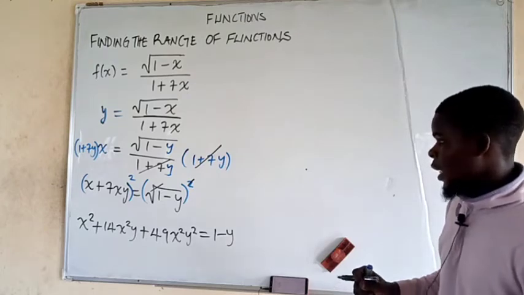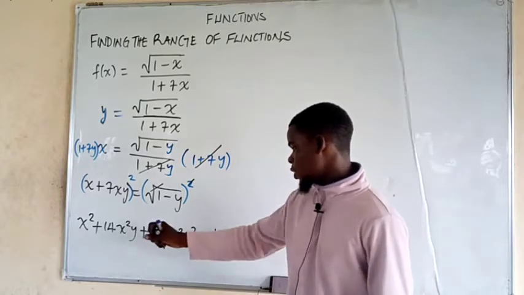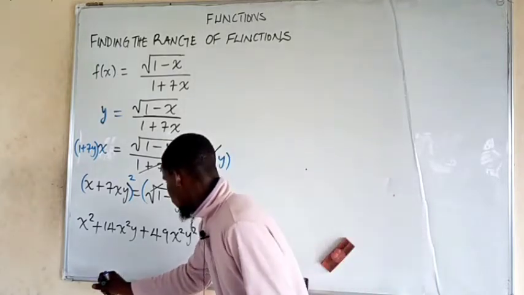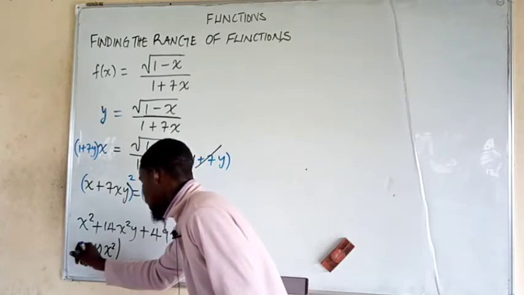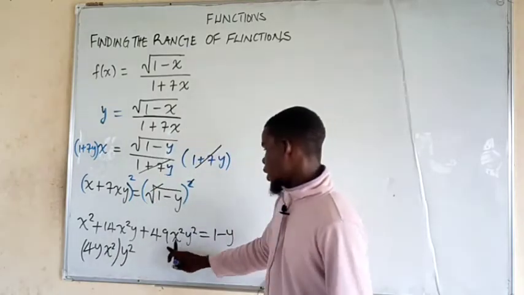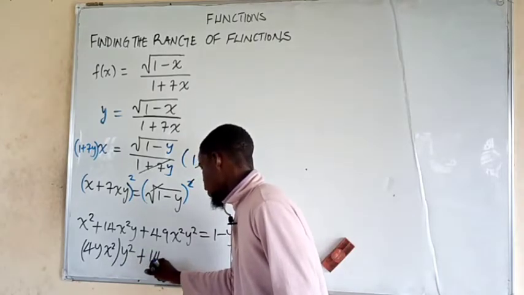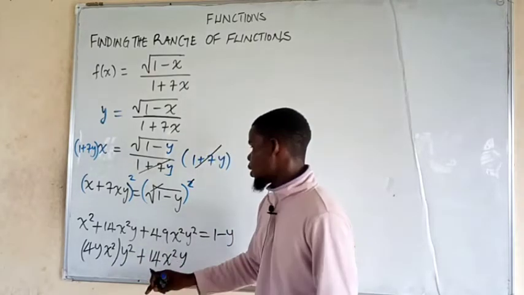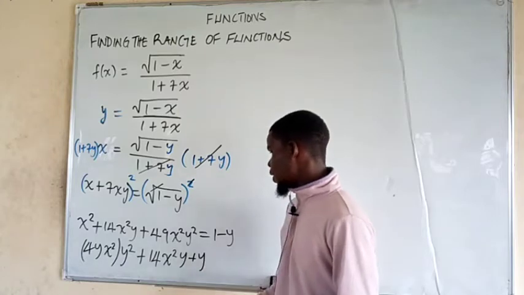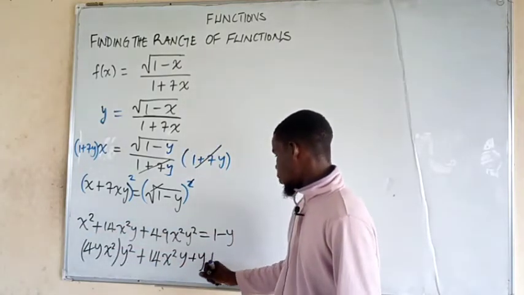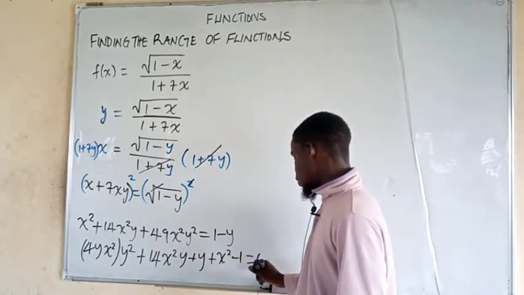From here, we will try to make y the subject of the formula, but I'm going to rearrange this in a form that really makes a lot of sense. I'm going to rearrange it by bringing this term to the first position, and move everything to the left-hand side. That gives us 49x squared y squared, that is this third term here, plus 14x squared y. Then I move this y from the right hand side to the left hand side, so it becomes plus y, then plus x squared, and then we move the 1 to the left hand side, that will be minus 1, and we equate that to 0.